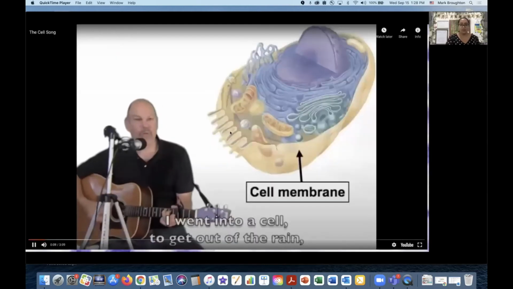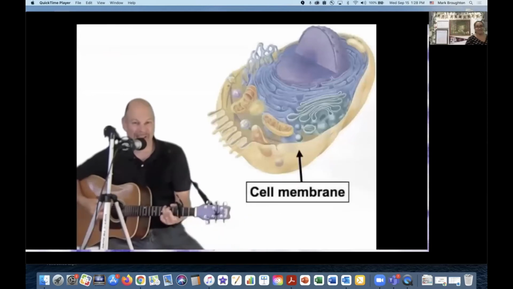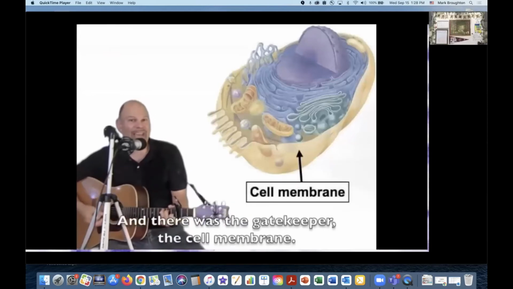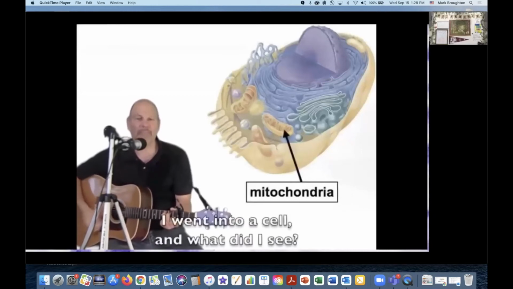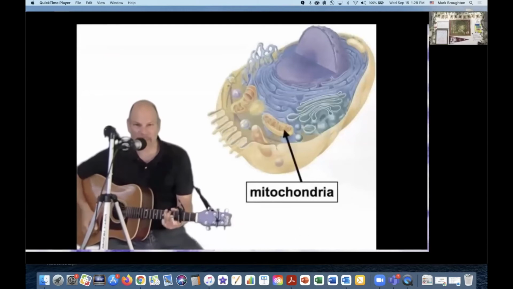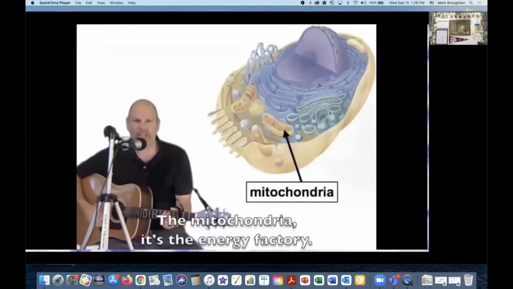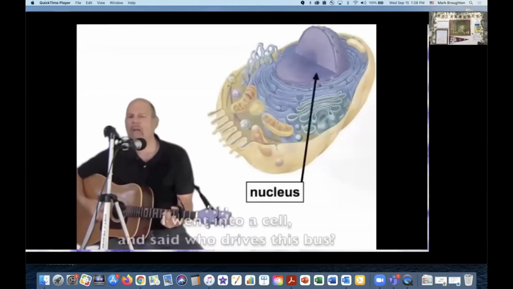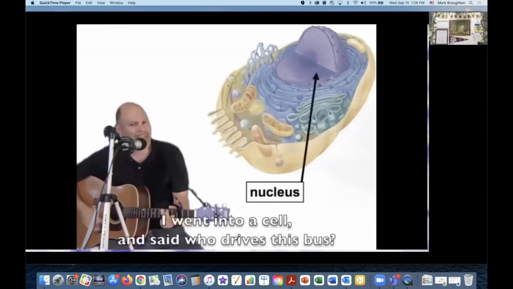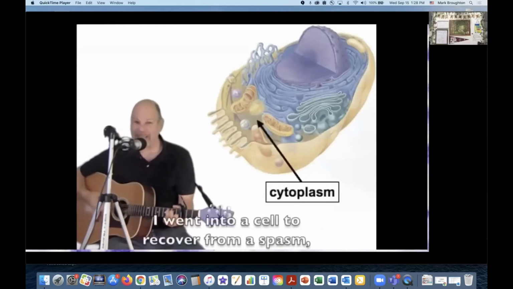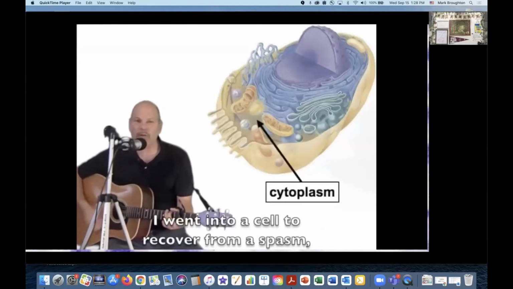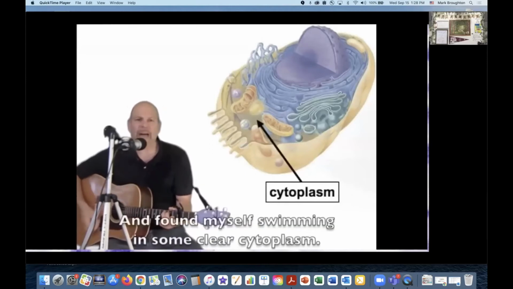I went into a cell to get out of the rain. There was the gatekeeper, the cell membrane. I went into a cell, and what did I see? The mitochondrion, it's the energy factory. I went into a cell and said, who drives this bus? And found myself talking to the boss, the nucleus. Went into a cell to recover from a spasm and found myself swimming in some clear cytoplasm.